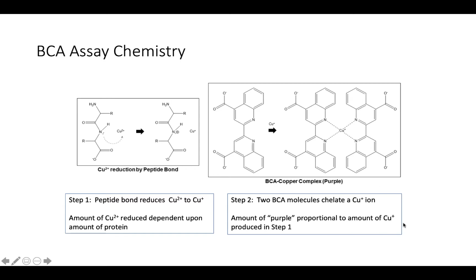What you will see with your sample is purple forming. I think it's a beautiful assay in that standpoint. The amount of purple is proportional to the amount of copper+ ion that's produced from step 1. And that is a function, again, of the amount of protein. So the more protein that you have, the more purple that you'll see as the reaction goes on.